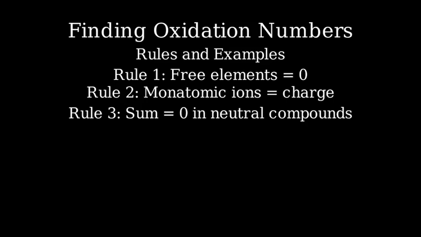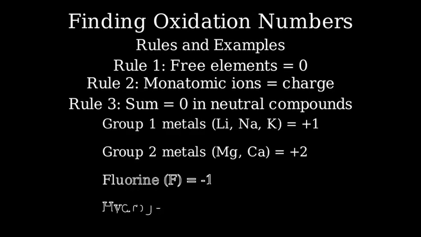There are also some elements that usually have fixed oxidation numbers. Group 1 metals are +1, group 2 metals are +2, fluorine is always -1. And hydrogen is usually +1 except in metal hydrides, where it's -1.